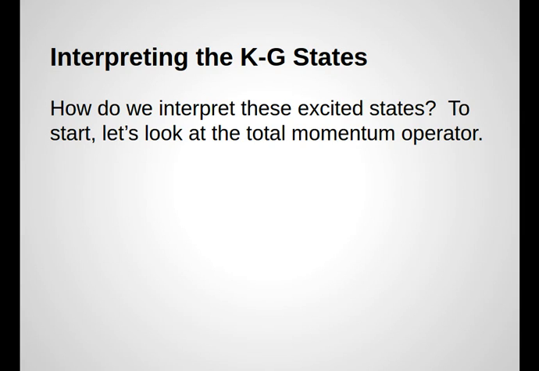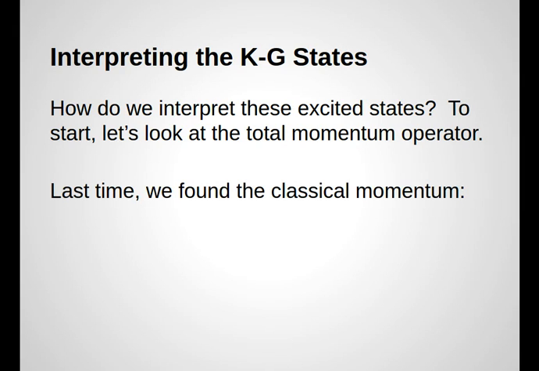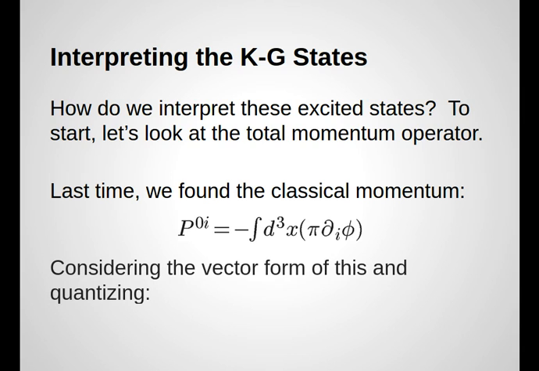Last time we talked about the momentum operator for a classical field. We found that it was one of the conserved charges of the energy-momentum tensor, the stress-energy tensor. And we found that the 0i component of this stress-energy tensor looks like this, and it corresponds to the linear momentum. So we want to consider the vector form of that, all three components, and then promote it to an operator.